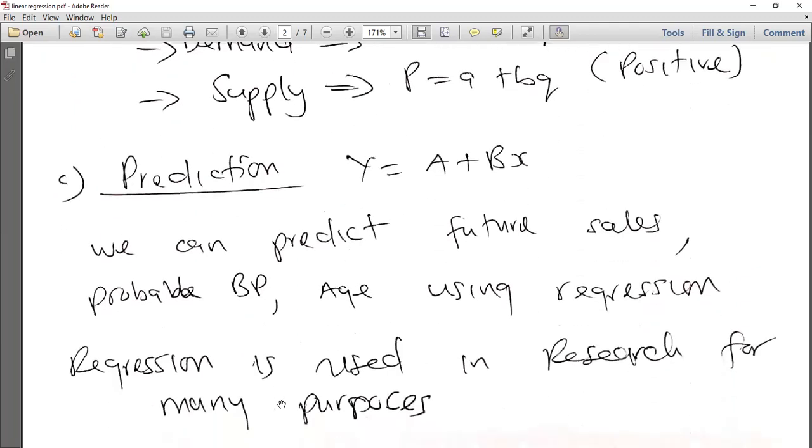And finally, regression is used for prediction. You can predict the future trend of sales, a probable BP, age, using a regression equation.